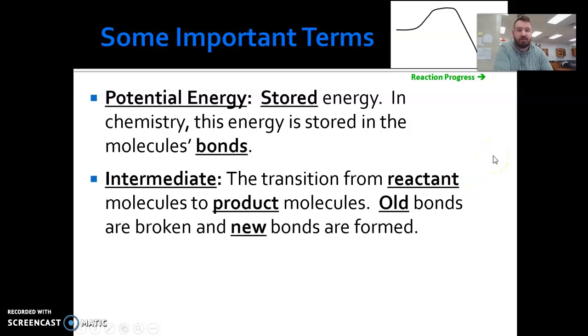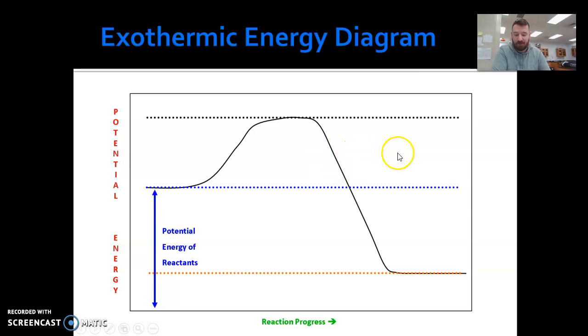The intermediate, so we'll talk about and label some of these together. The intermediate is the transition from reactant molecules to product molecules. At this time, old bonds are being broken and new bonds are being formed. So our intermediate would be this point in the graph, the chart right here, that has the most energy. A lot's going on right then. That's when all of our chemical changes are occurring. So make sure we label the chart that we have on page 25 as I go through it here.